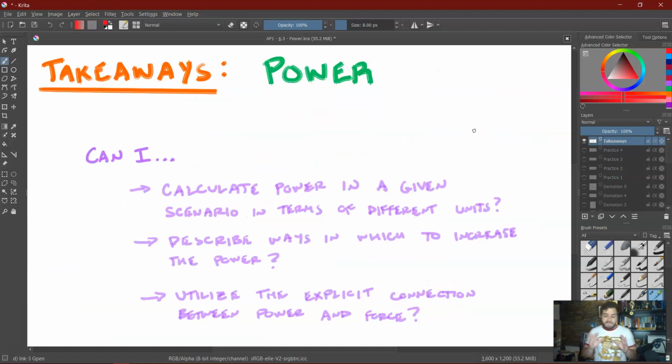And that's it. This was a very brief lesson on power. So what are our main takeaways? Well, one, can we calculate power in a given scenario using delta E over delta T or work over delta T in terms of different units? For instance, watts, kilowatts, horsepower. Like I said, you don't need to memorize that conversion, but I would write it down because we are going to use it occasionally. Two, can we describe ways to increase the power in a given scenario by either increasing the amount of energy transformed or decreasing the amount of time that transformation takes place? And three, can we utilize the explicit connection between power and force, that power is equal to a constant force times a constant velocity?